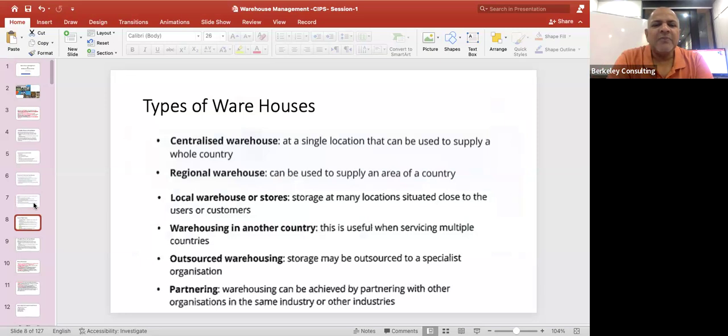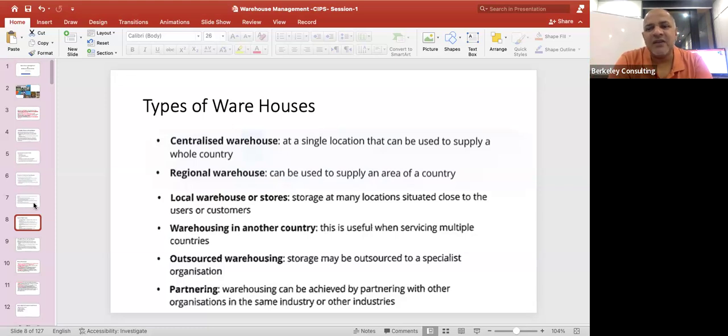There are different types of warehouses: centralized warehouse, regional warehouse, local warehouse, warehousing in another country, outsourced warehouse, and partnering warehouse. These are the different types of warehouses. Okay, a centralized warehouse is generally used when you are doing centralized purchasing. So everything will be there.